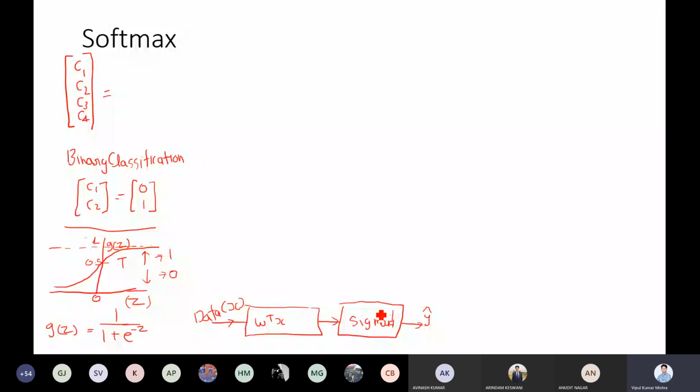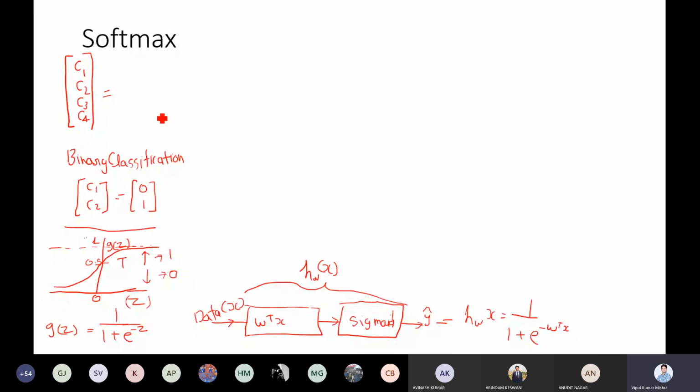If you combine all this together, it becomes your hypothesis h of w x, where x is the input. If you rewrite it as one single function, h of wx equals 1 upon 1 plus e to the power minus w transpose x, right? So this becomes the hypothesis.